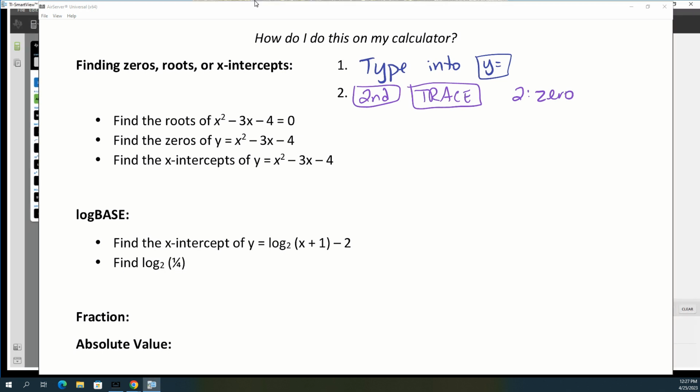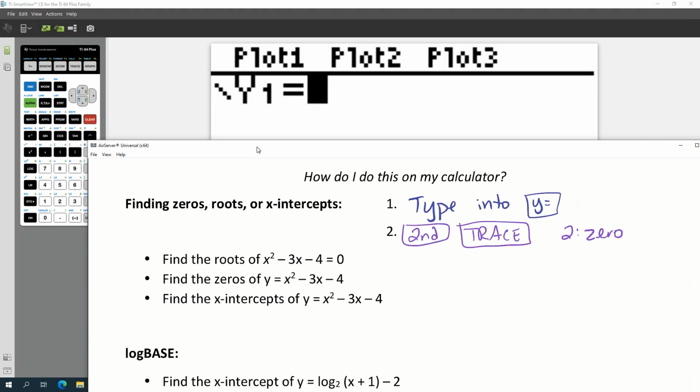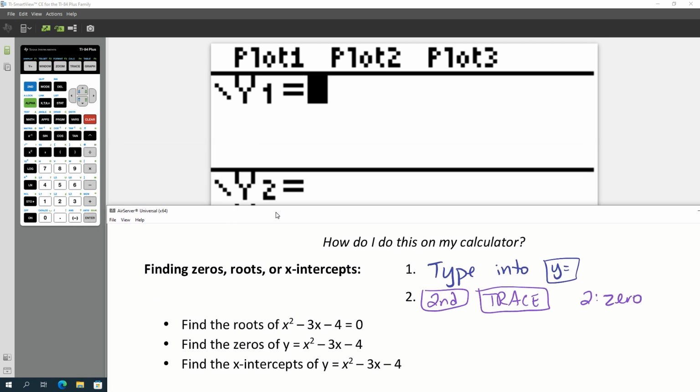All right, so tomorrow and on Friday, when you guys go to take your tests, your calculators will all be reset. And so nothing will be in your y equals until you type something in there. So if something's in there now, go ahead and clear it out. And then these 3 bulleted questions are basically asking you the same thing. The root, the zero, x-intercepts are all going to be the same thing on the graph.